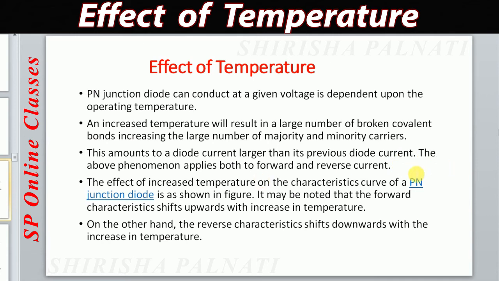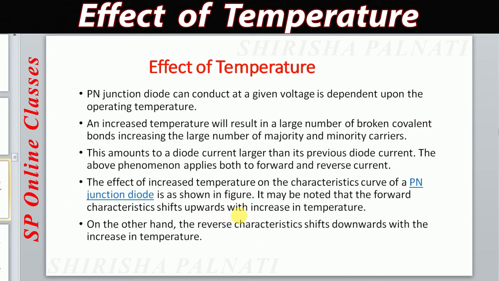The above phenomena apply to both forward bias and reverse bias. If we apply both conditions, the effect of increased temperature on the characteristic curve of a p-n junction diode, as shown in the figure, is that the forward characteristic shifts upwards with the increase in temperature.